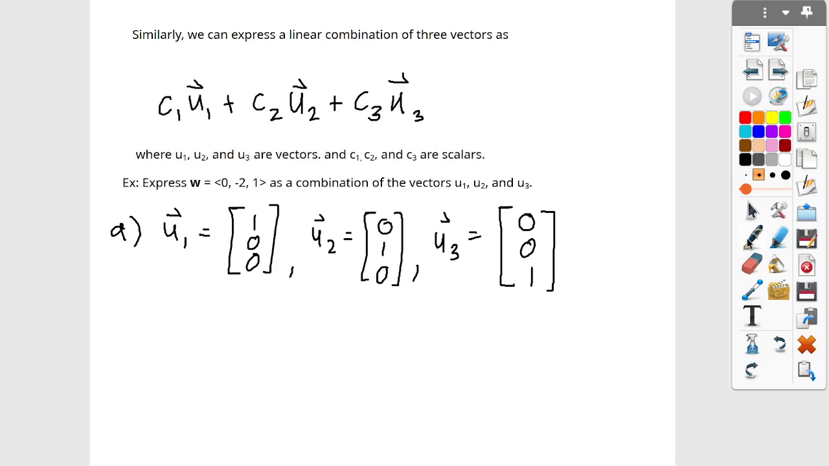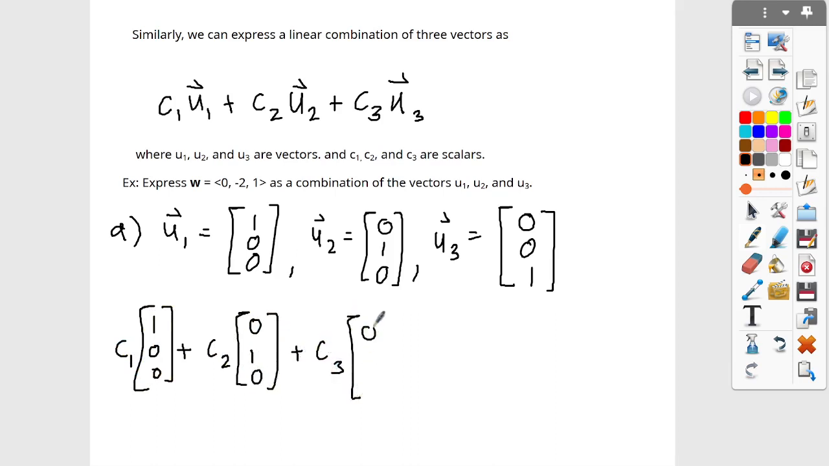So we can also express a linear combination of three vectors. Three vectors is going to be a little bit ugly, but not for this first question, but for later questions, it will be a bit ugly. But for now, we'll express linear combinations like this. So we have C1 U1 plus C2 U2 plus C3 U3. So you have C1 times <1, 0, 0> plus C2 times <0, 1, 0> plus C3 times <0, 0, 1> is equal to <0, -2, 1>.